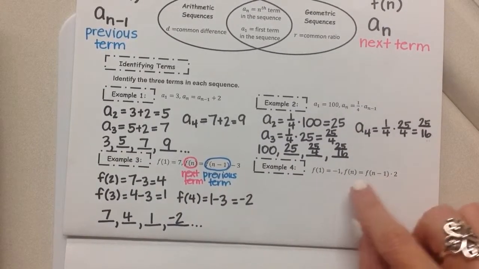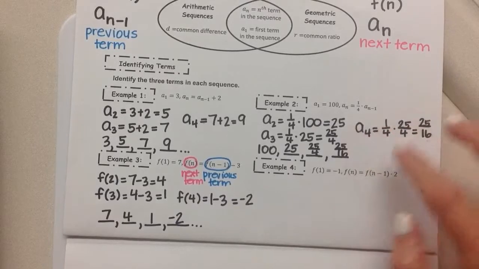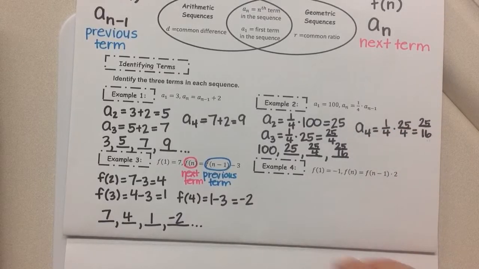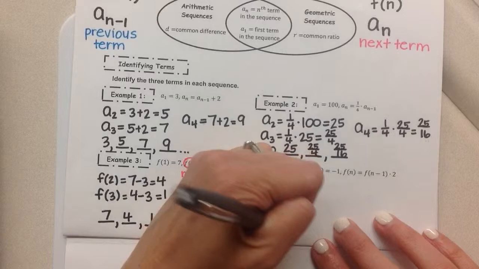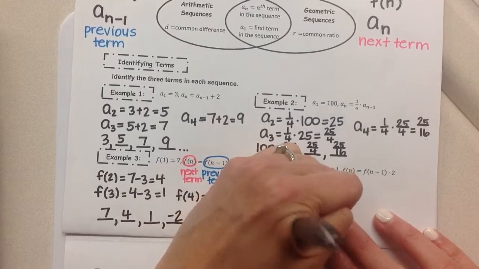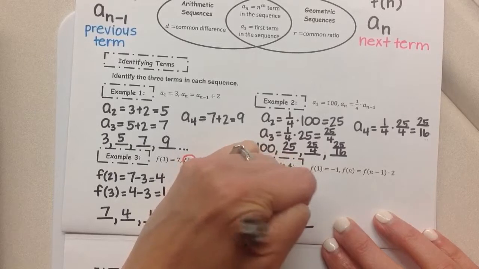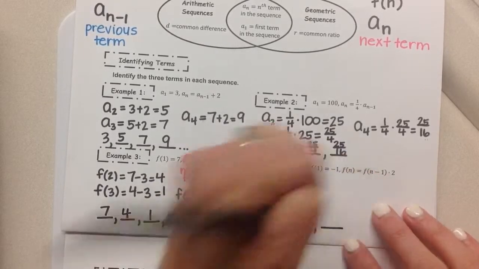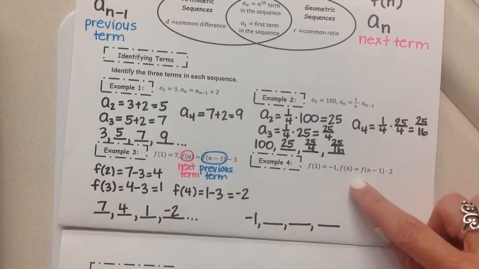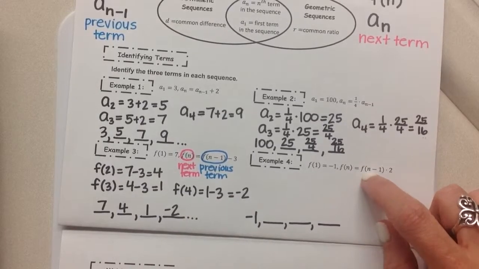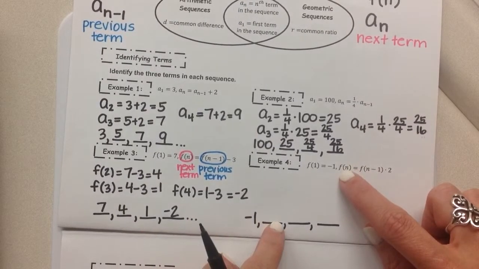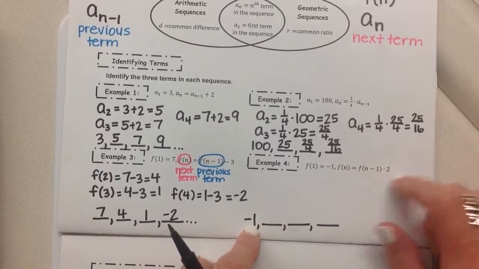All right, example number 4. Again, we're seeing this f of n minus 1 instead of a sub n minus 1 and a sub n, so we're going to do the same thing. They gave me the first number in the list, which was negative 1, and they want me to find the next 3 numbers in the list. Let's see what the rule is telling me to do. If you want to find the next number in the list, you take the number before it and multiply by 2.